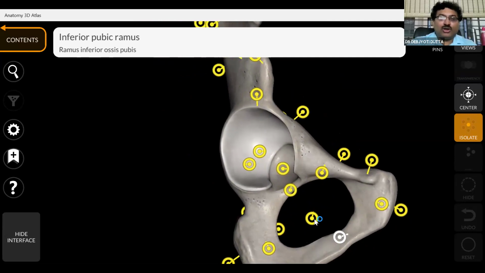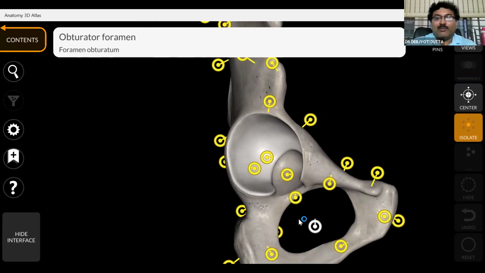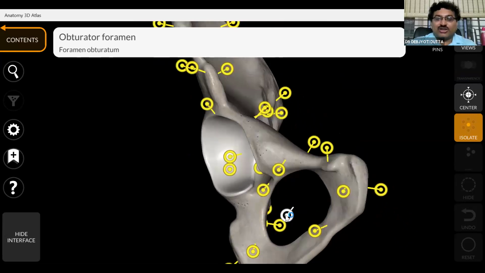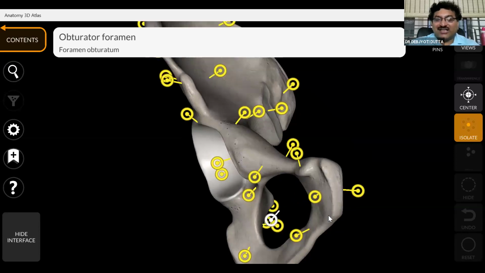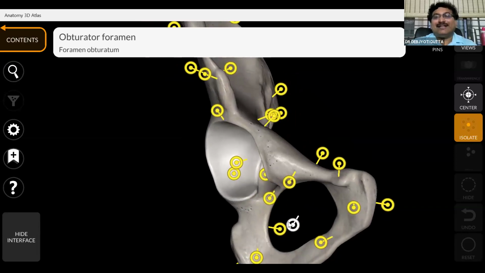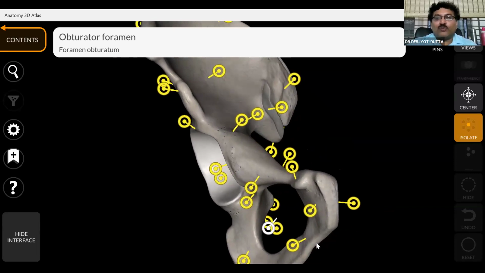This foramen, I hope you all know, is the obturator foramen. It is covered by a membrane, the obturator membrane, and there are two muscles originating from it. They are known as the obturator externus and obturator internus. The two muscles are arising from this obturator membrane.